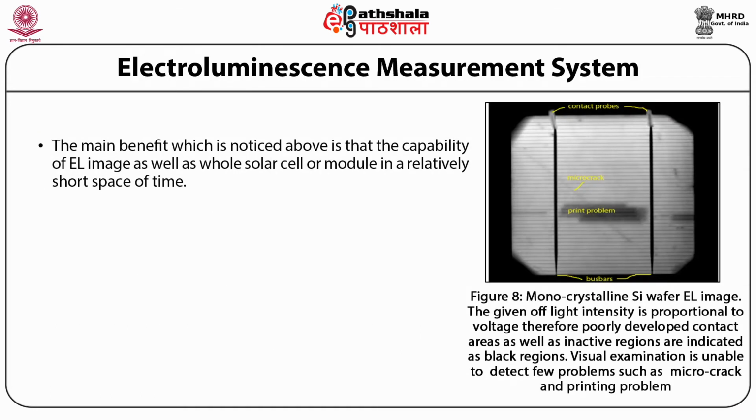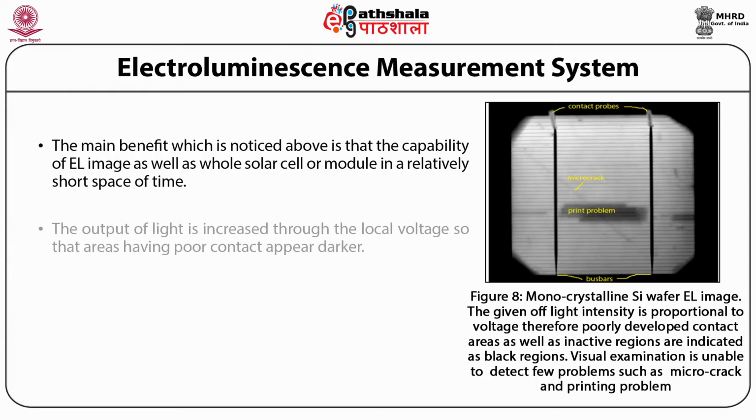The main benefit noticed above is the capability of electroluminescence to image a whole solar cell or module in a relatively short space of time. The output of light is increased through the local voltage, so that areas having poor contact appear dark.